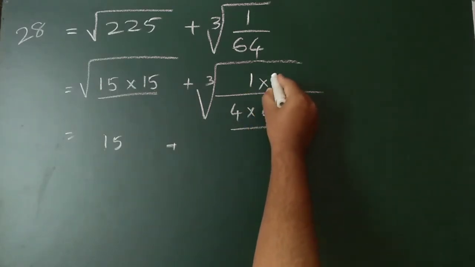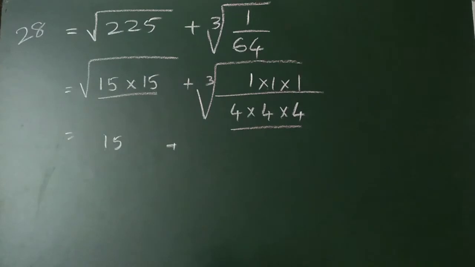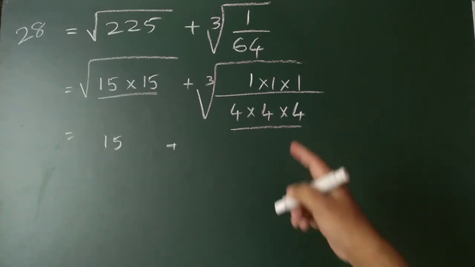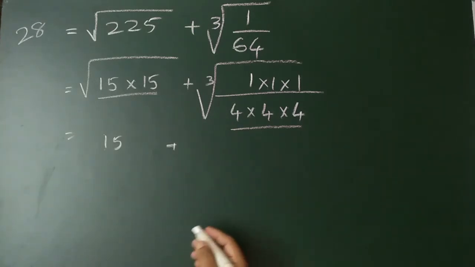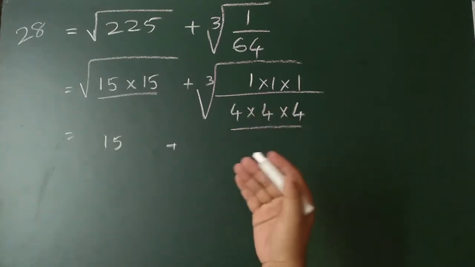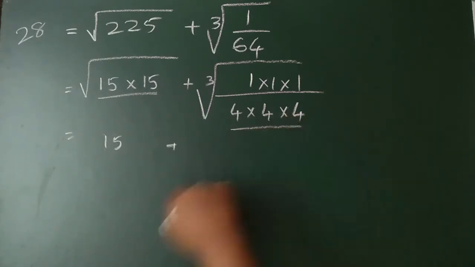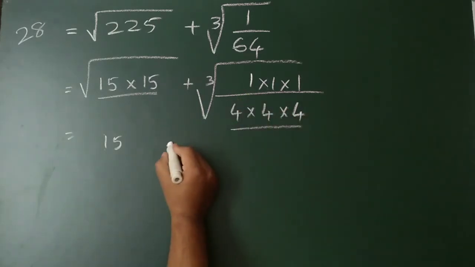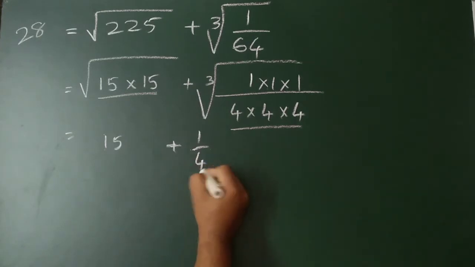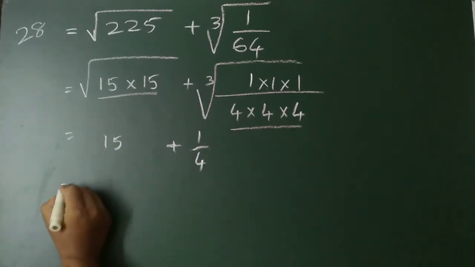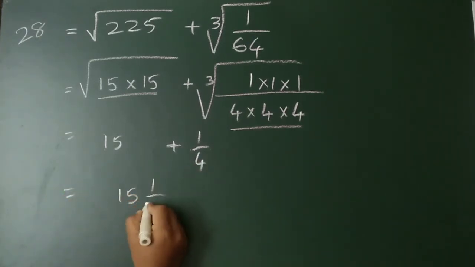1 I can write as 1 into 1 into 1. However many times I multiply 1, the answer is 1 itself. So 3 times I have taken, and for each three times you take one time out. So here the three times is there, and I am taking one time out. Now the answer is 15 plus 1 by 4.